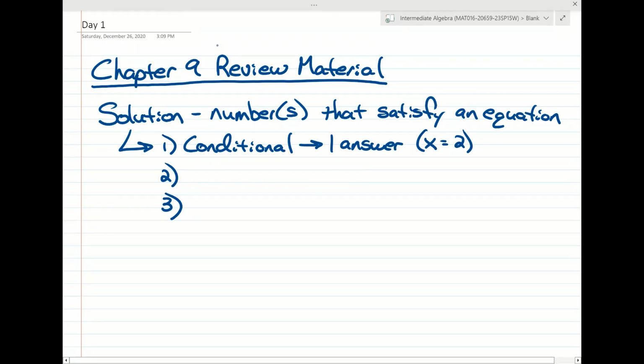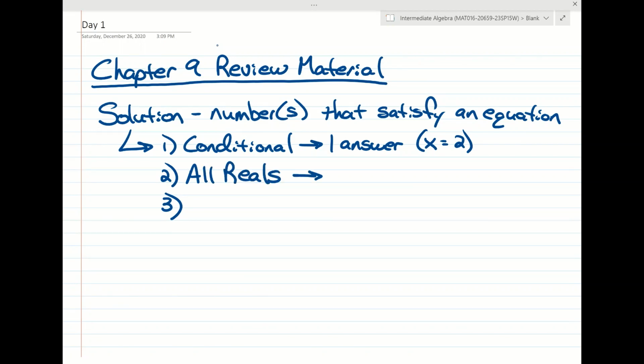Something else that could happen is you can get all reals. This is a little more rare. It doesn't happen all the time. But when you go to solve an equation, if you get an answer where it's like 0 is equal to 0, that just means that the equation works all the time. It doesn't matter which number you pick for x, it'll work regardless.